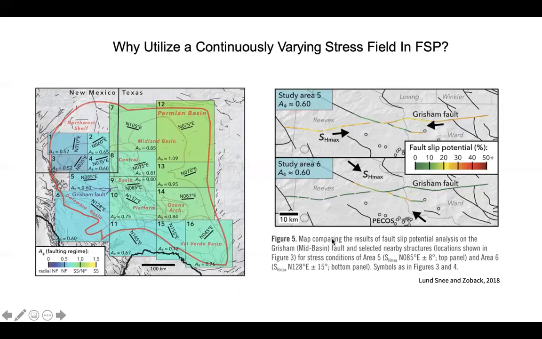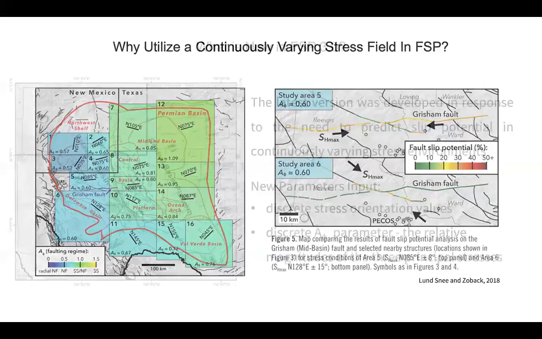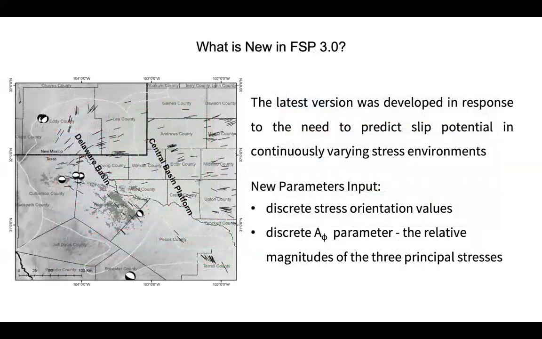The new code can also use different or discrete A phi values for each fault, but I will concentrate now on the example of the SHmax orientation. So what is new? We can actually insert into the code discrete stress orientation values and discrete A phi parameters. The A phi parameter is actually a relative magnitude between the three principal stresses.